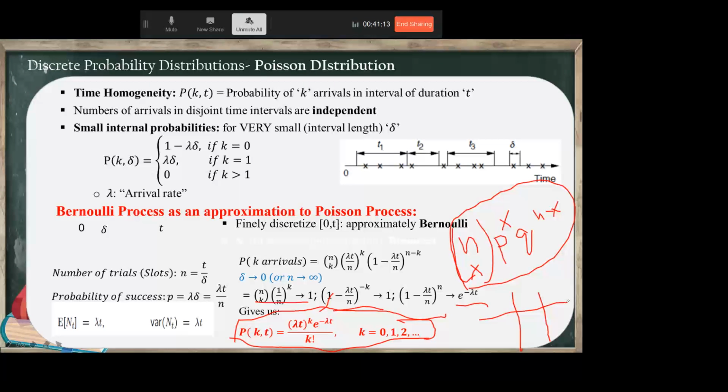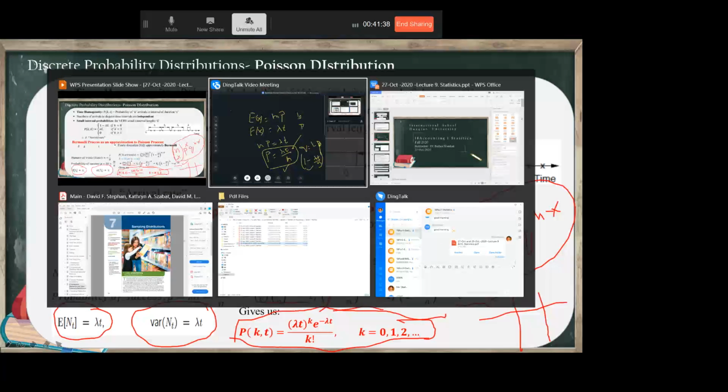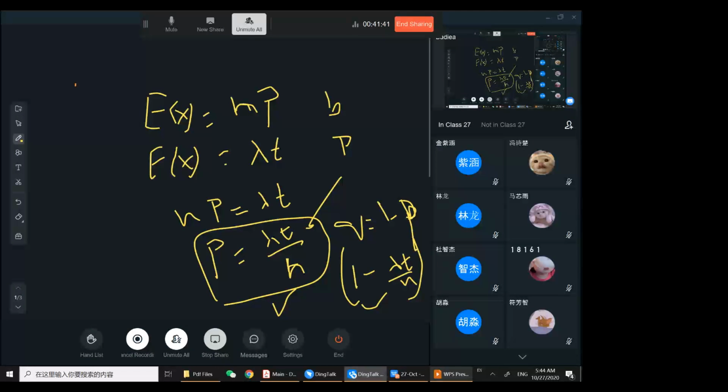So after solving this mathematically, at the end we approximately convert Bernoulli into a Poisson process, because this is a Poisson process. So here we can also get the mean for Poisson is lambda t, and the variance of Poisson is lambda t. Yeah, do you understand that? If you do, let's solve the question.